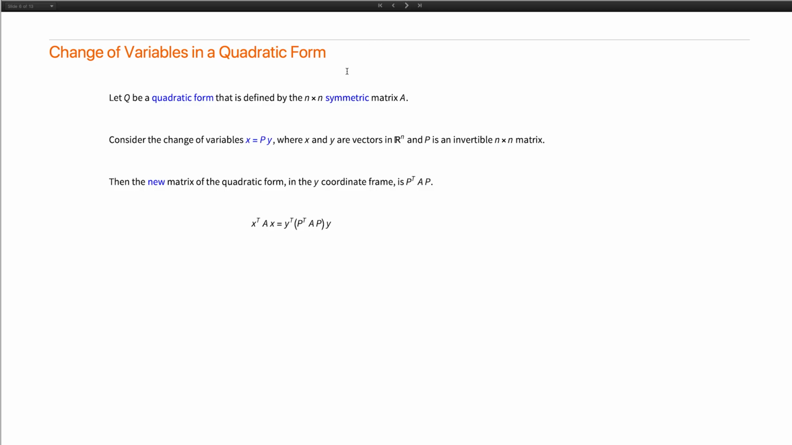Okay, so now what happens if you change variables in a quadratic form? Let's say you have a quadratic form Q, and then you have a symmetric matrix A underlying it. And you make a change of variables. X equal to P times Y is a change of variables from X to Y. Then you get a new quadratic form, and the old one and new one are related by this very nice, simple relationship, namely x transpose A x is y transpose times this product over here times y. So that's a very simple transformation for the quadratic form.